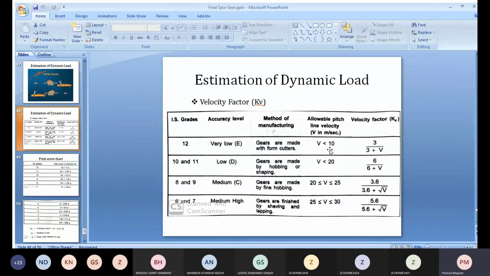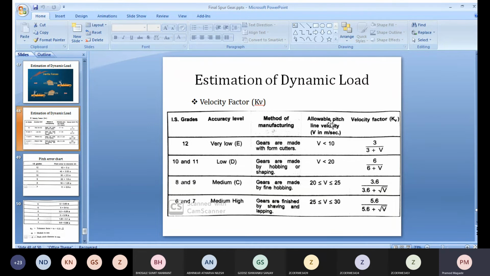Then speed and velocity. दोन gear pair मध्ये जर velocity situated in between 0 to 10 meter per second, at that time I will have to select the value of velocity factor 3 by 3 plus V. If the grade is 10 to 11 and the gears are made by hobbing process and pitch line velocity is in between 10 meter per second to 20 meter per second, I will have to select the velocity factor 6 by 6 plus V, and so on for each grade.